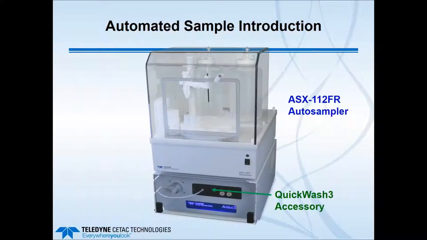And finally, on the last picture, I denoted the Quick Wash 3 accessory. In coming months, I'll probably be generating some more information and data with regards to the Quick Wash 3. This is an accessory to the Aridus 3 that you can add to wash the inside wall of the spray chamber without having to shut down the system, let it cool, and pull the spray chamber out. This is useful when you want to continue a run. Otherwise, you'd have to shut the system down, allow it to cool, and then pull the chamber out and clean it if there's been sample matrix buildup on the spray chamber.